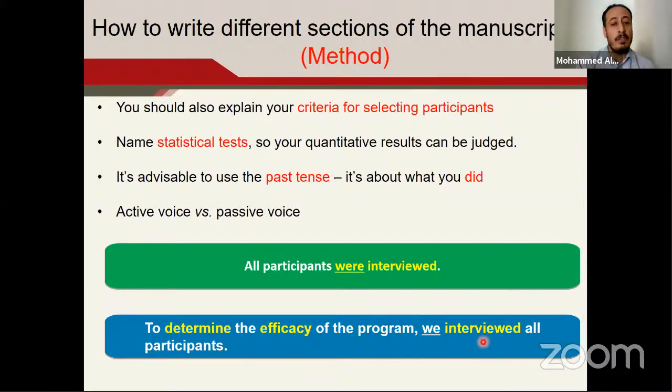We interviewed all participants. But remember, if you are writing your article, it's acceptable to write "we" if you are using active voice. But if you are writing a thesis, you should write "I", because this thesis is representing you, or try to avoid active voice and use the passive voice.